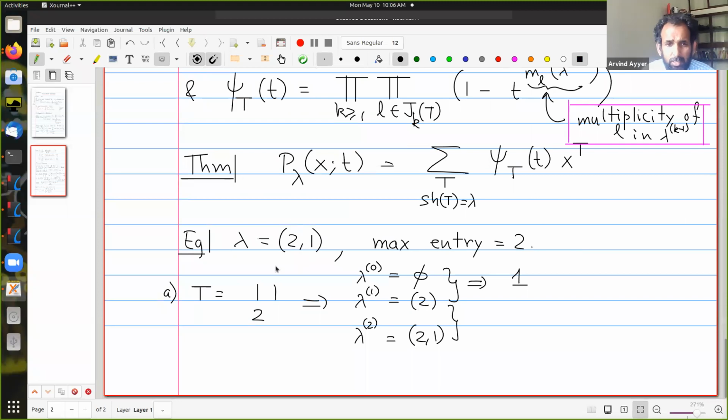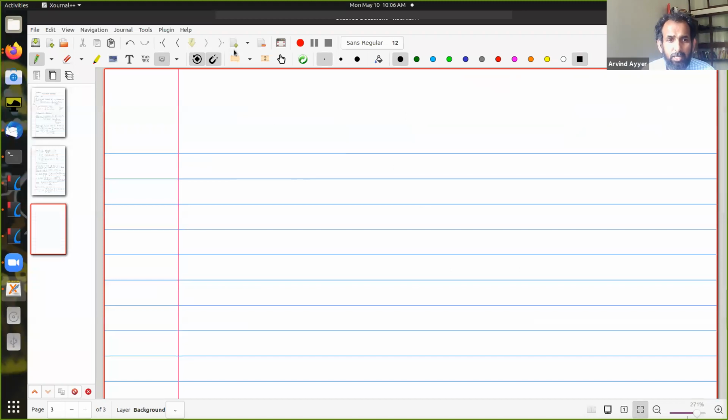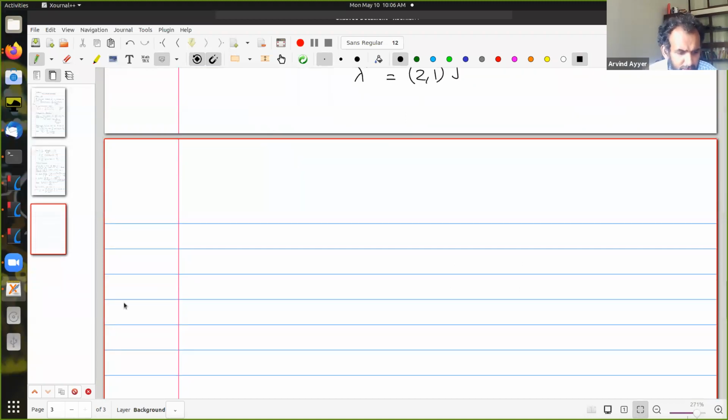Okay, so here again there is only one extra cell, and there is no such column index k. So again here you get a 1. So at the end of the day you get psi t of t is just one big fat 1. Okay, so this is the first case. Now let's do the next case.